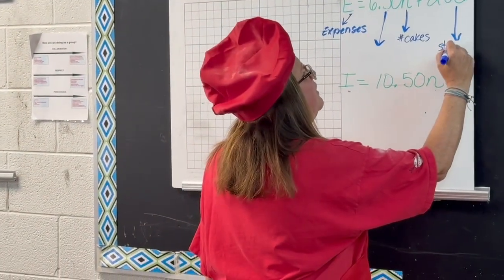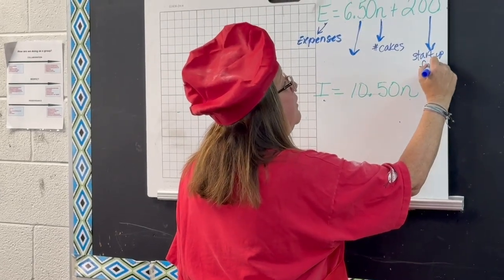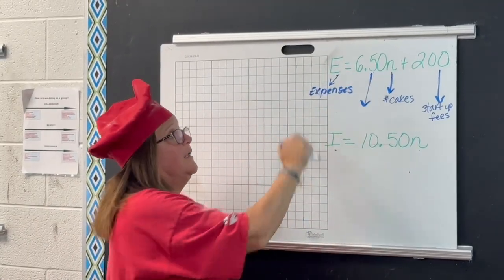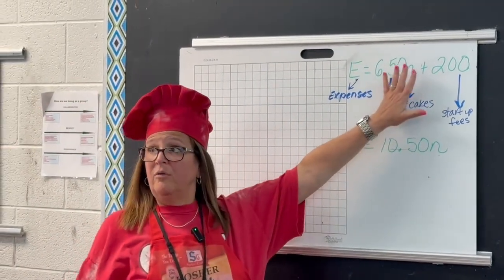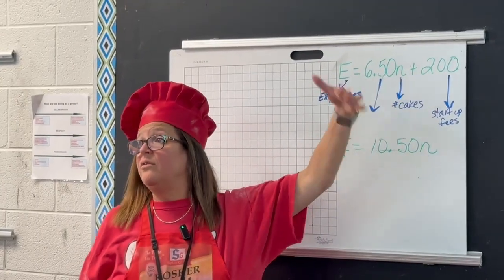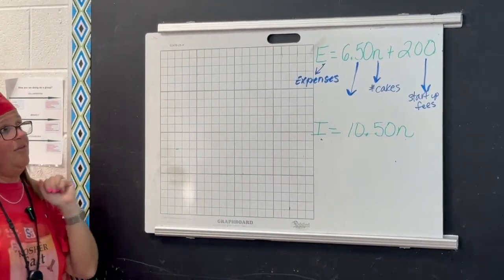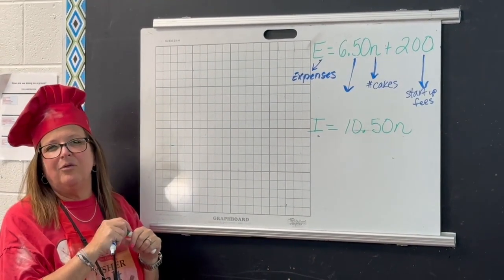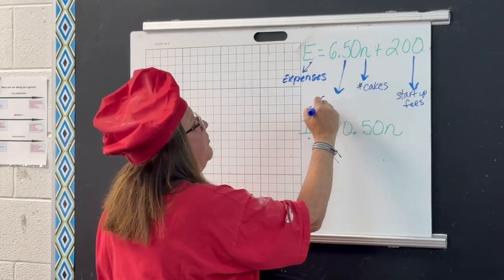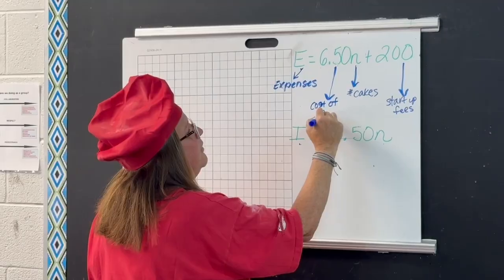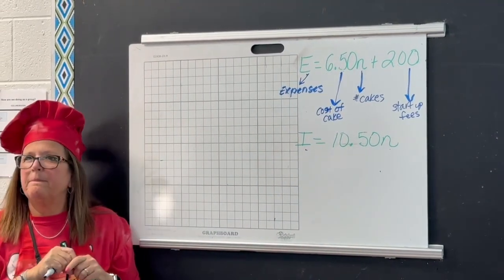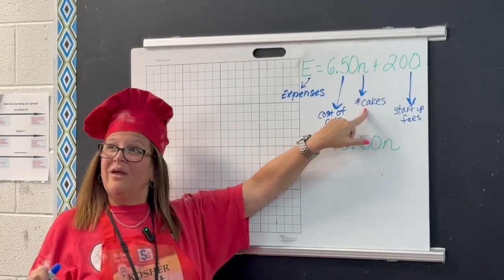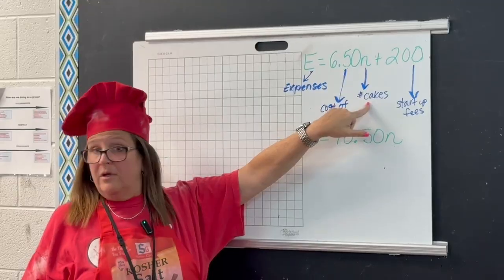Okay, that makes sense to me. Startup fees. My rent, all this stuff I got to deal with every month, maybe spread out over some months. So now my expenses is equal to a certain number of cakes, plus all these startup fees. Now can you help me understand what the $6.50 might be? The cost of the cakes. Okay, what represents how many cakes I sell? The N, right? It's not the cakes I sell, it's the cakes I actually make. Okay, now you got it.